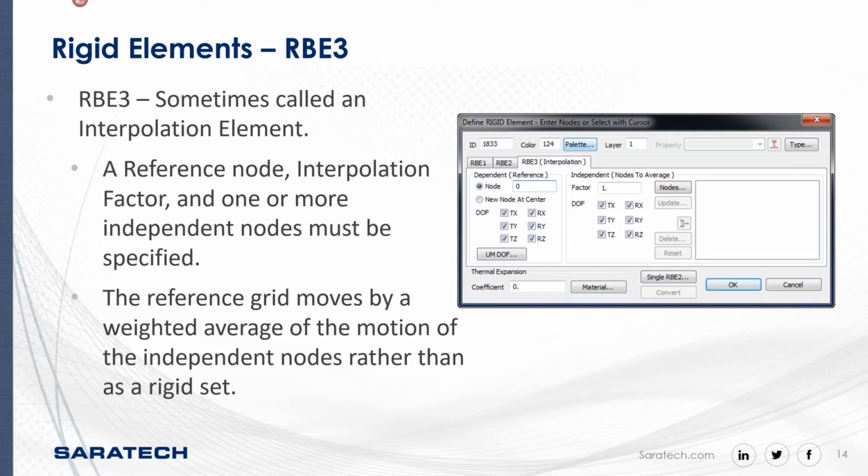Now, the big difference here when we specify an RBE3, and I'll read this definition, is the reference grid moves by a weighted average of the motion of the independent nodes rather than a rigid set. So in RBE2, they moved rigidly, and this one moves by a weighted average. This is what they call an interpolation element. So it is not infinitely rigid like an RBE2 element.